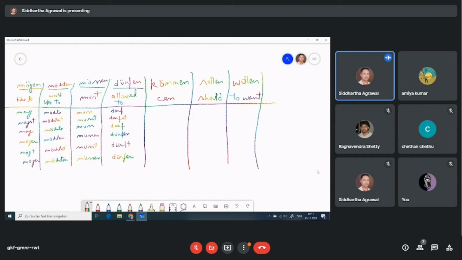So können straight away means can, right? So if I say I can swim. So Chetan, can you give it a try? Swim is schwimmen. Ich kann schwimmen. Yeah. Absolutely right. Ich kann schwimmen.